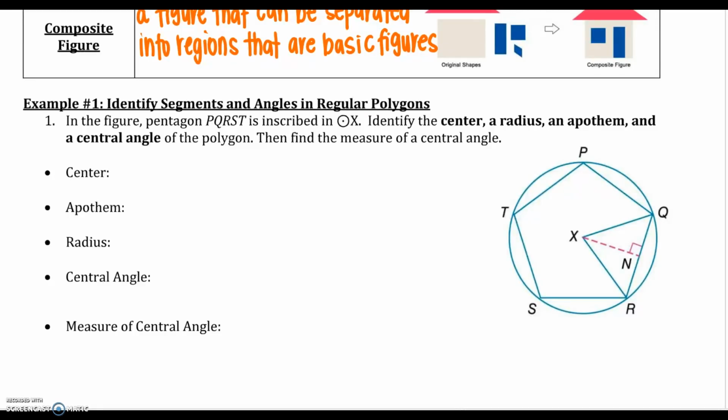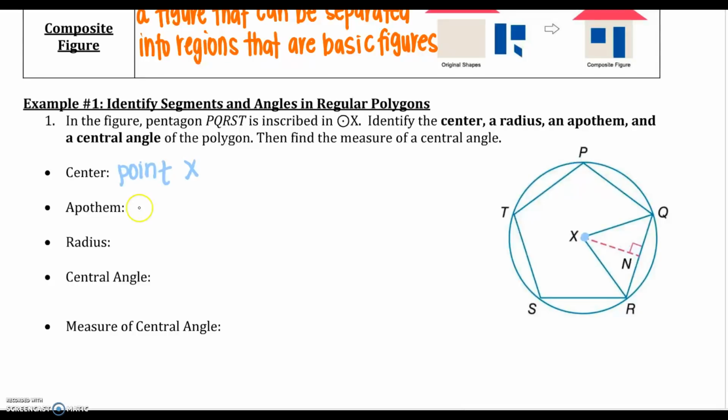In a figure, our pentagon is inscribed in circle X. Identify the center, radius, apothem, and central angle of the polygon. Then find the measure of your central angle. So my center is just going to be X. So point X.